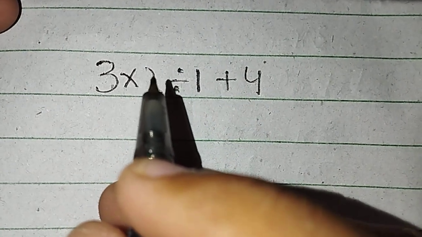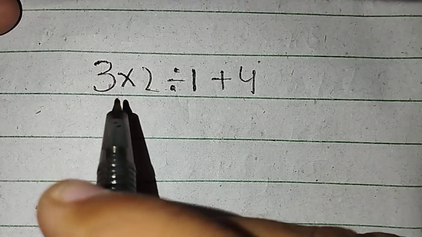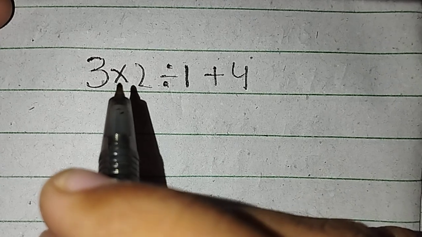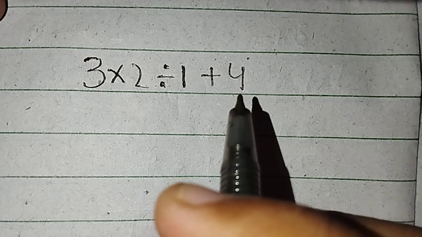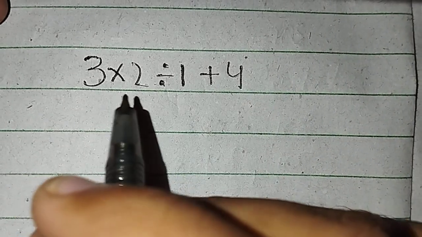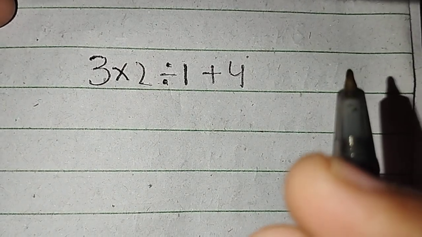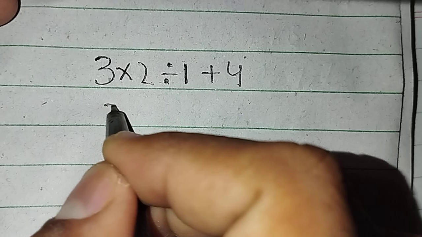In this video, we are discussing the question based on order of operation. So, in this question, there are three arithmetic operations included. One is multiplication, second is division, and third is addition. So, first of all, which arithmetic operation will we simplify? Here we simplify the division.